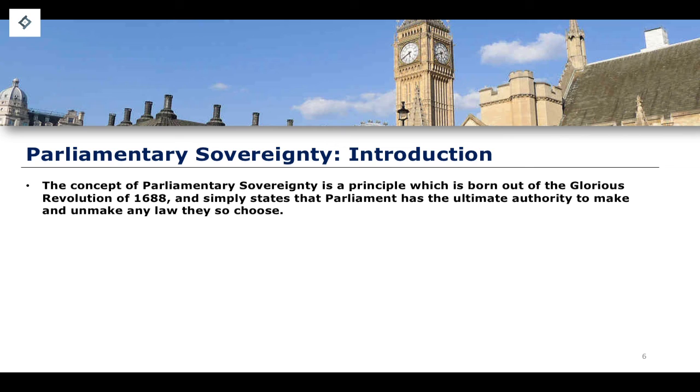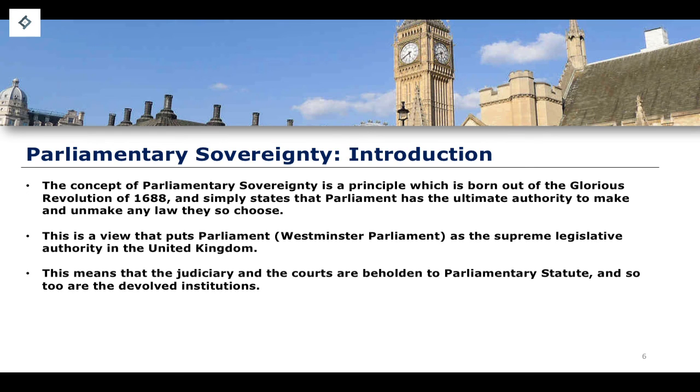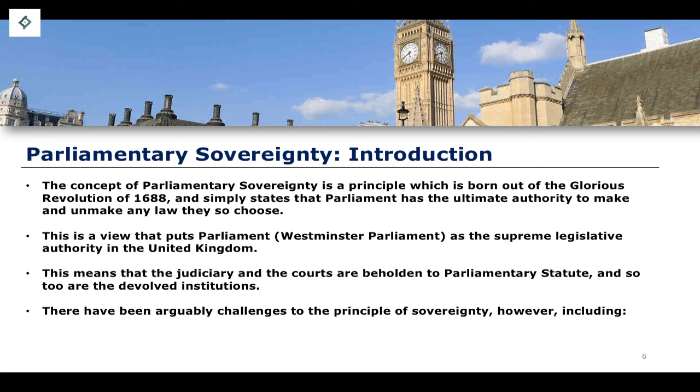But what parliamentary sovereignty essentially tells us is that Parliament has the ultimate authority to make and unmake any law they so choose. And so what this means is the Westminster Parliament is the supreme legislative authority within the United Kingdom. And it also means that the judiciary and the courts, more generally, are beholden to parliamentary statute. And so too are the devolved institutions, so things like the Scottish Parliament, the Welsh Assembly, and the Northern Ireland Assembly. And ultimately, we can think about the fact that there may have been some challenges to the principle of parliamentary sovereignty. We'll get into this in more detail when we look at these specifically.